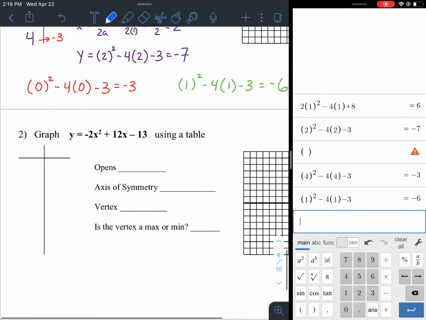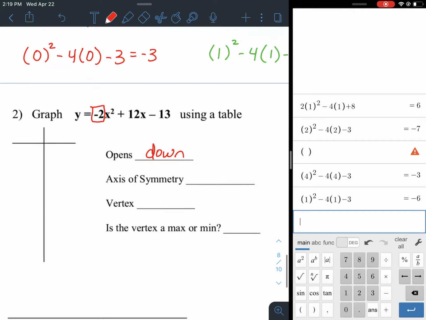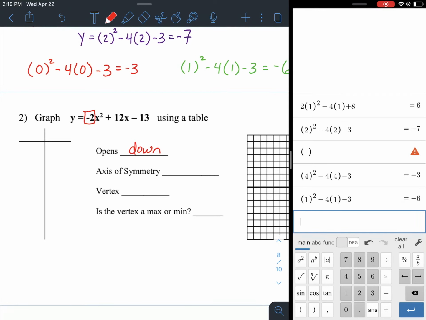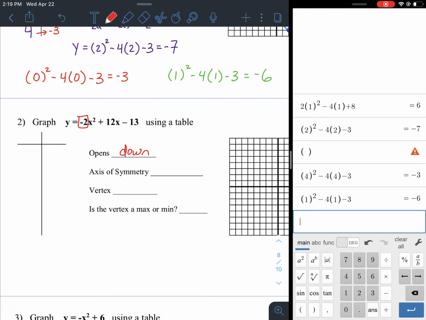Okay, so let's take a look at another one. We want to graph negative 2x squared plus 12x minus 13. Okay, first question, what direction is it opening? Hopefully we see that since a value is negative, it is opening downward. Okay, axis of symmetry and vertex, we'll get back to those in a second. Is the vertex a maximum or a minimum? Well, if the graph is opening downward, then the vertex is obviously going to be the highest point on the graph. It's going to be a maximum.